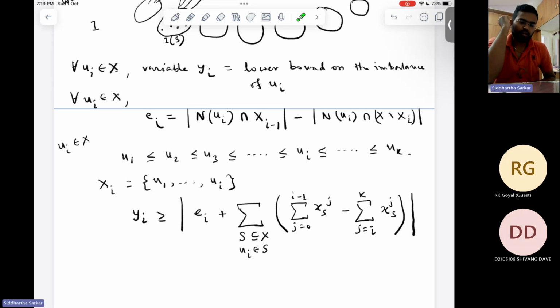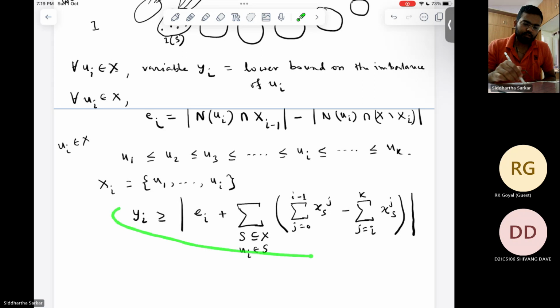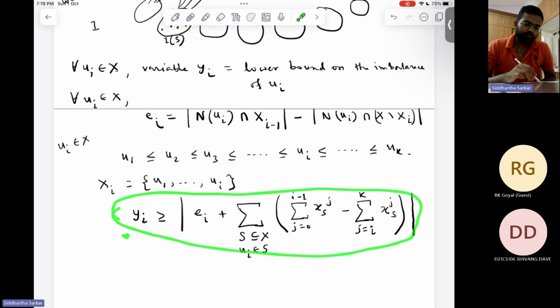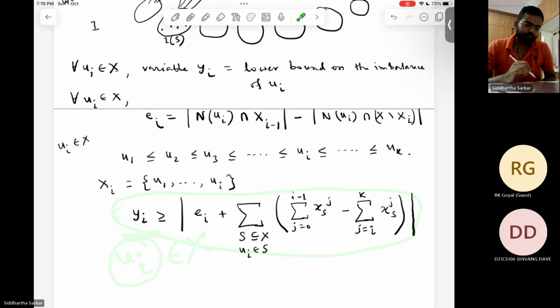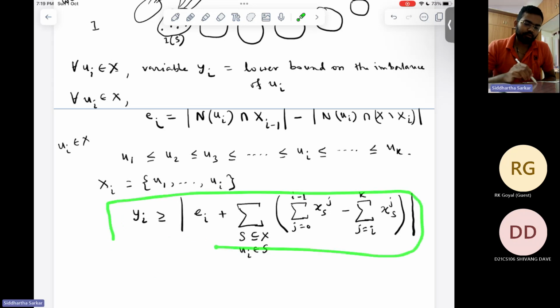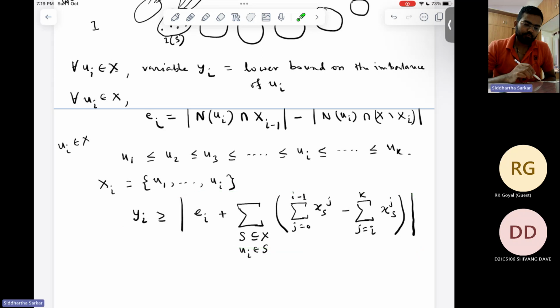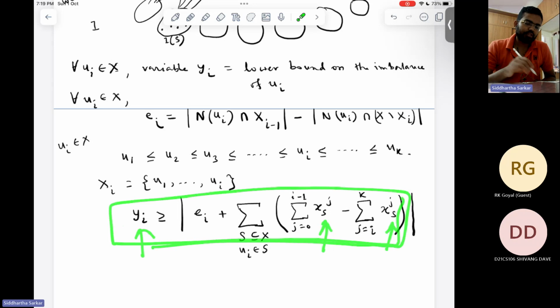Okay, let us start again. So I hope you had a chance to ponder over this inequality and why this inequality sort of encapsulates the imbalance at the vertex Ui, which belongs to X. Okay. So this is going to be one of the constraints of the ILP. So these are the vertex variables. So we have encapsulated the relationship between these variables.